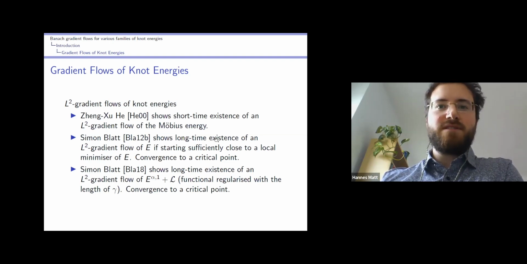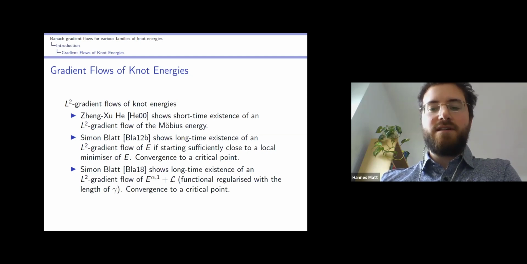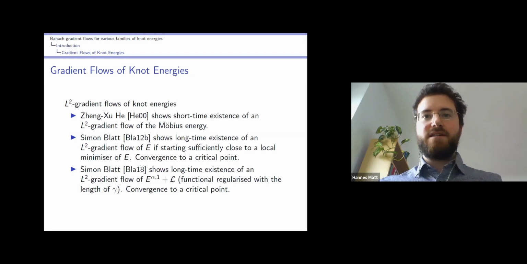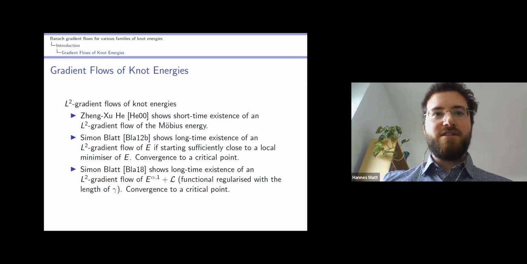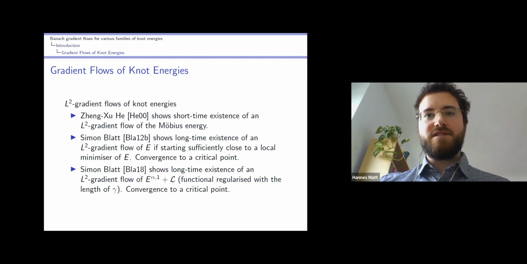By long time existence, we mean that we get a path of curves. So for every time t larger than 0, this flow is defined. Short time existence means that there exists a small interval, or maybe a large interval, but we don't know. There exists an interval on which the flow exists, and long time existence means it exists forever.